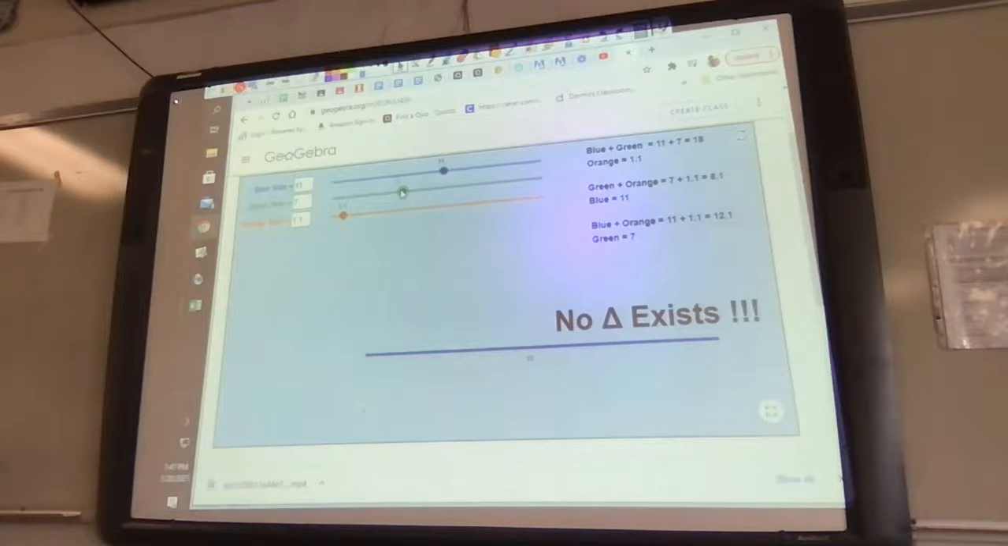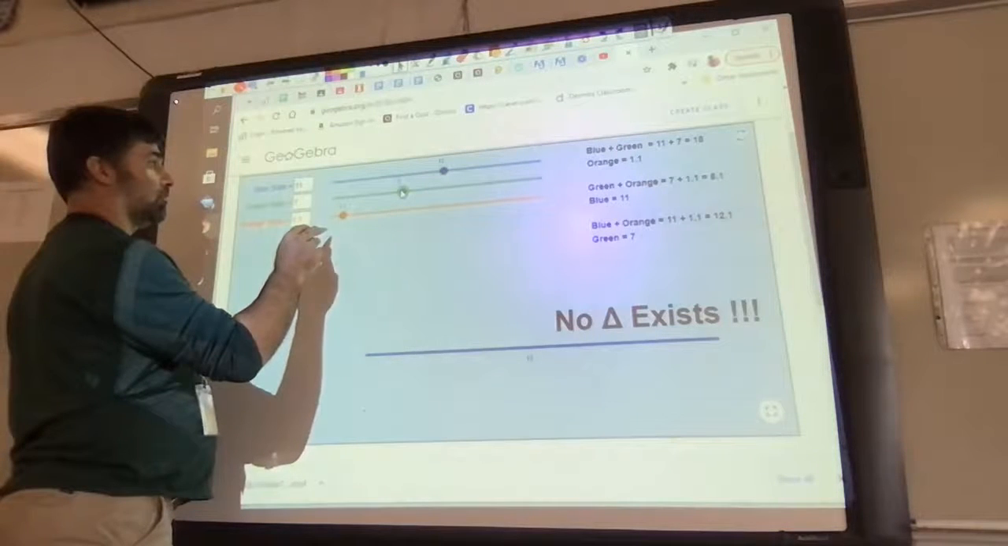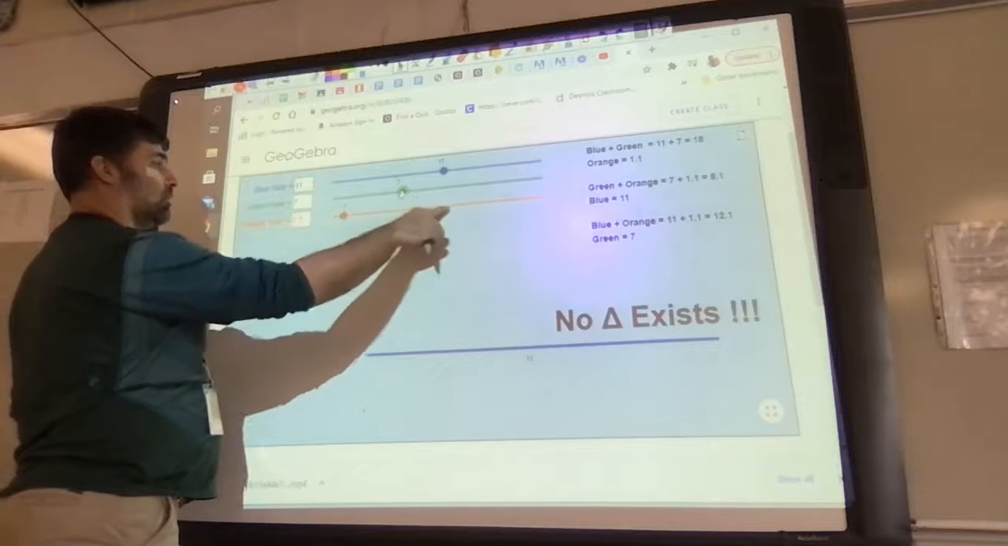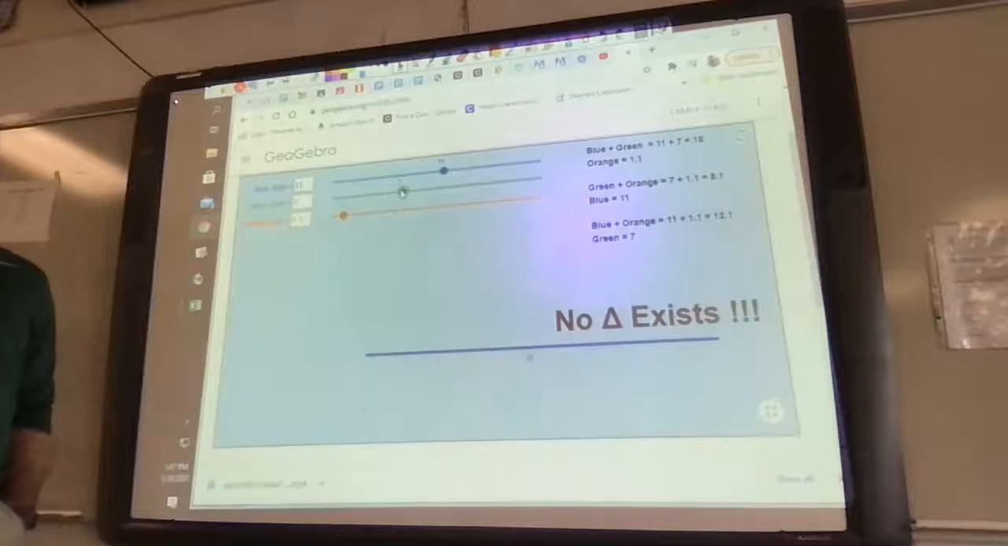Or what's the largest number it can be? 11. Hmm? The largest number it can't be is 11. It can't be 11? Okay, so here's the question. What's the range that this orange side could be and still make a triangle?